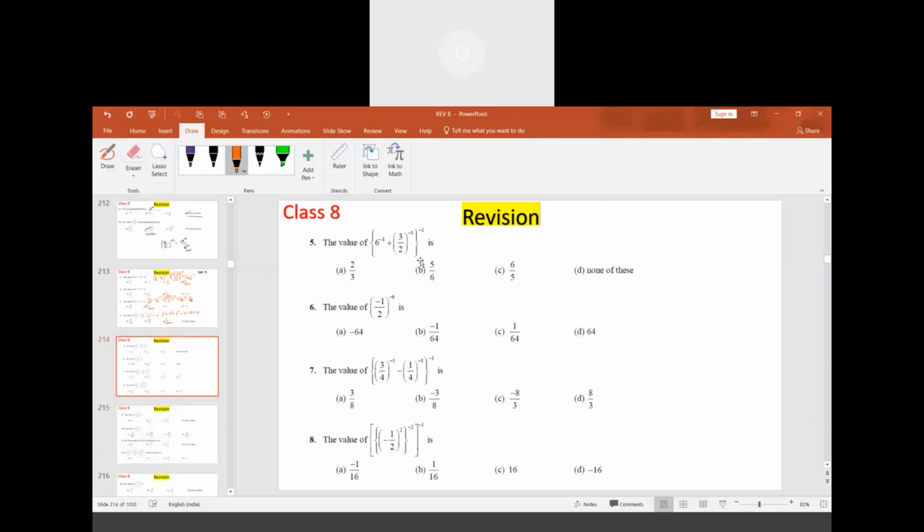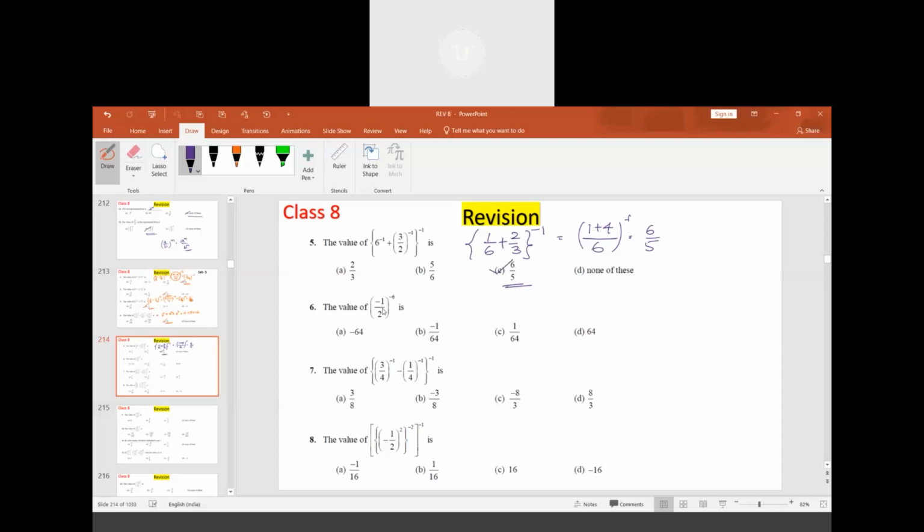The value of this, here we need to simplify. 6 to the power minus 1 is nothing but 1 by 6. Plus this will become reverse, the reciprocal of 2 by 3, which will be 3 by 2 to the power minus 1. If 6 is the LCM, this will be 1 plus 4 by 6, so 5 by 6 to the power minus 1. Answer is 6 by 5. Option C is the answer.